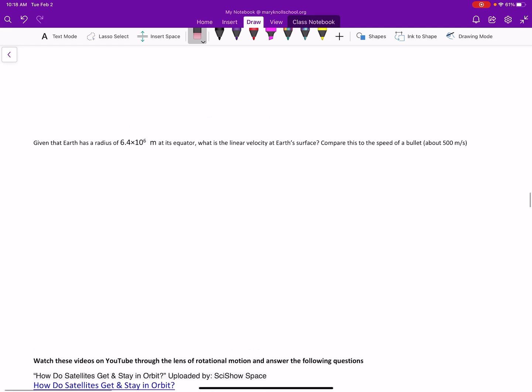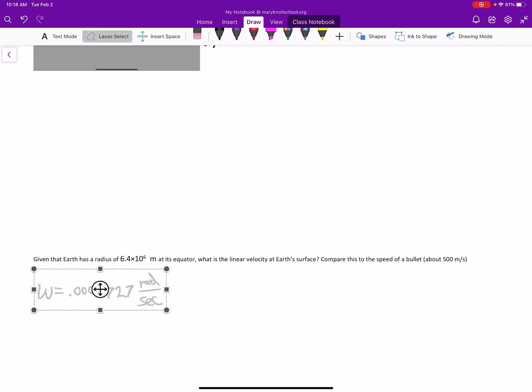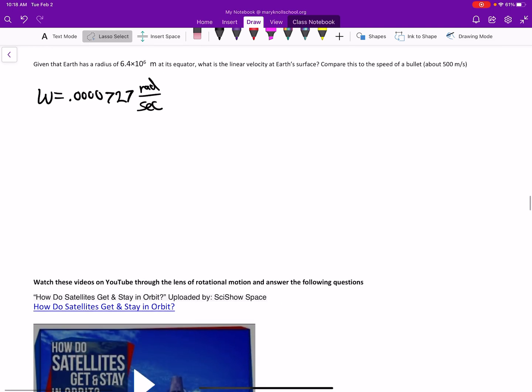So let's go ahead and grab this one right here. We'll need the angular velocity from the last question, so I'm going to go ahead and steal that. And then we'll also need to know the radius of the Earth, which is right here. So R equals 6.4 times 10 to the 6th power. So that's what we know, and which equation will we be using?